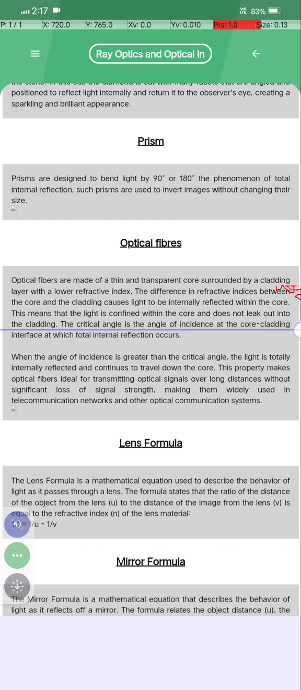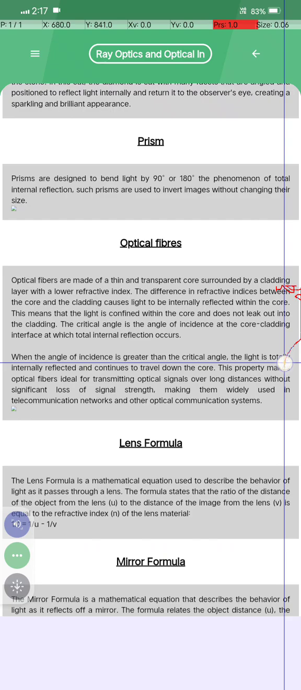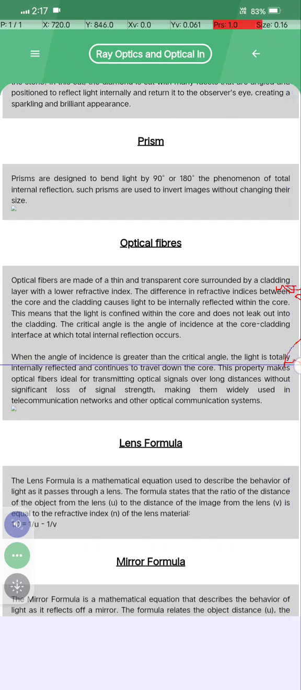The critical angle is the angle of incidence at the core-cladding interface at which total internal reflection occurs. When the angle of incidence is greater than the critical angle, the light is totally internally reflected and continues to travel down the core.